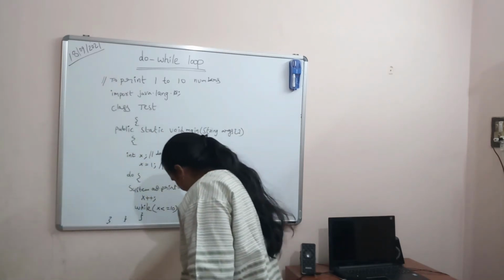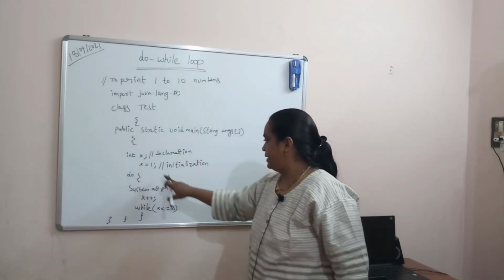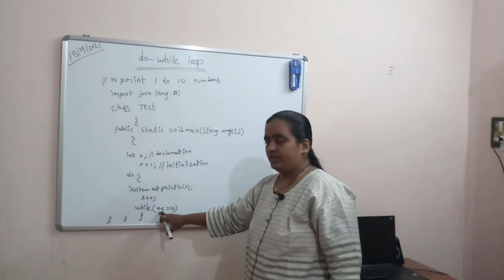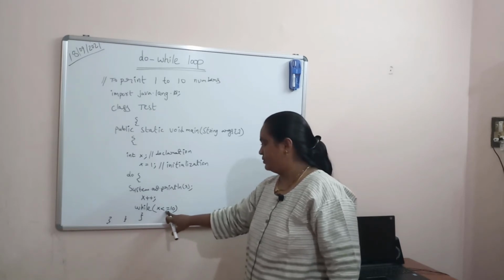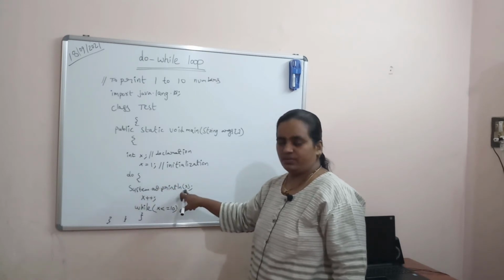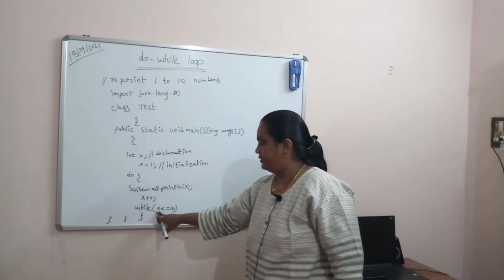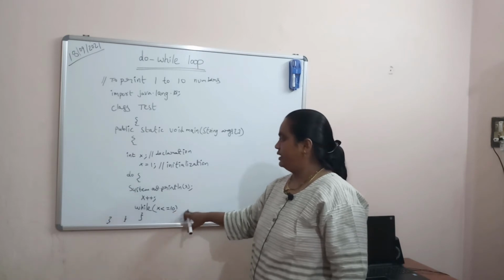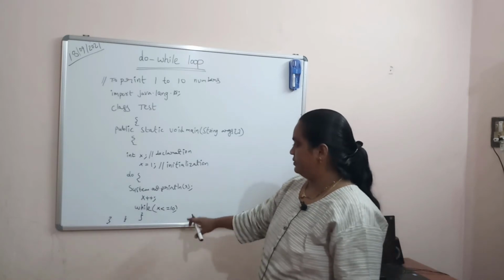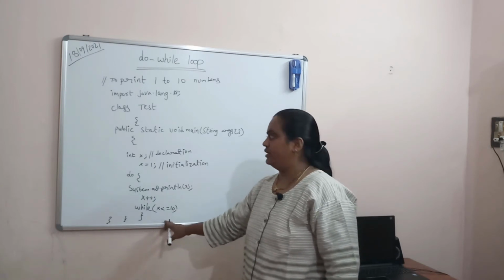Observe here. It first prints 1, then it checks the value. Now x value is 2, less than or equal to 10. It's true. Then it goes once again and prints 2. Then x becomes 3, less than or equal to 10, true. Execute this block of statements. Using the do while loop we can print the 1 to 10 numbers.